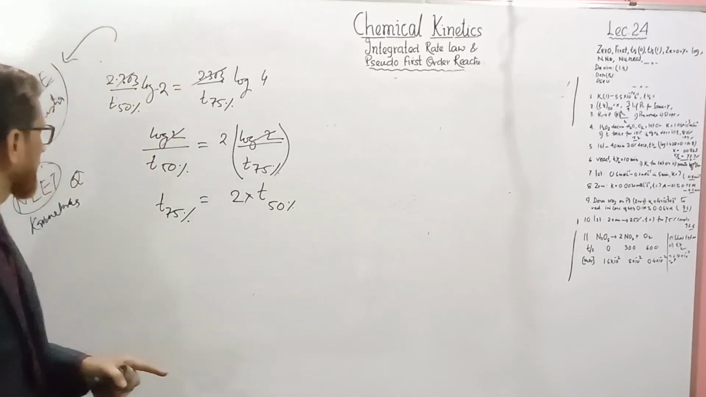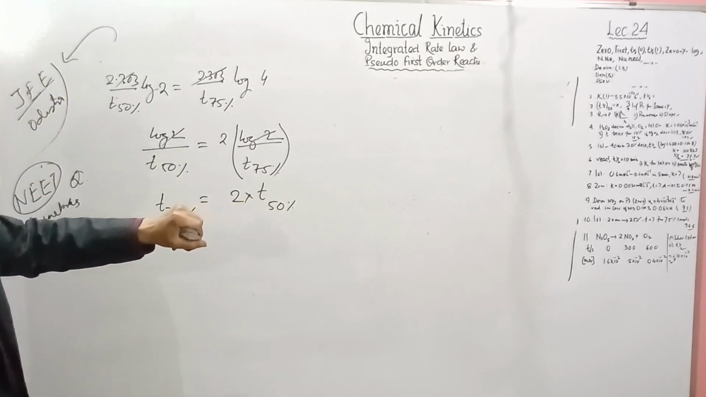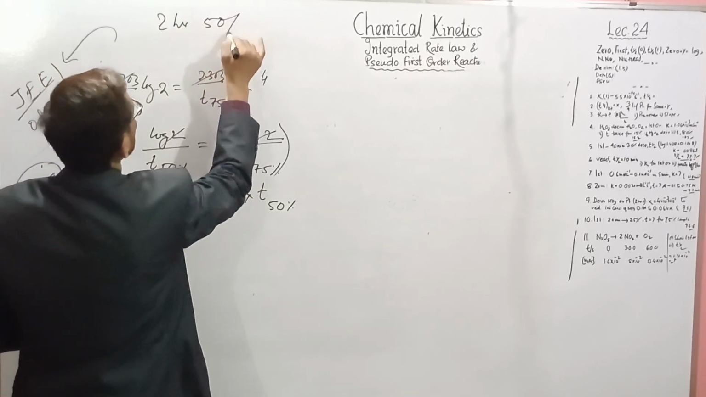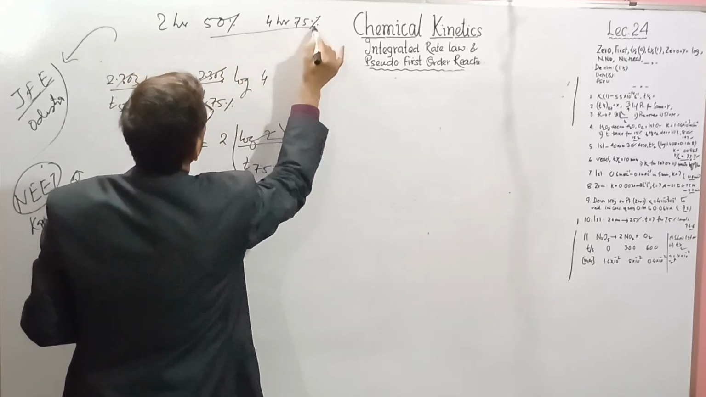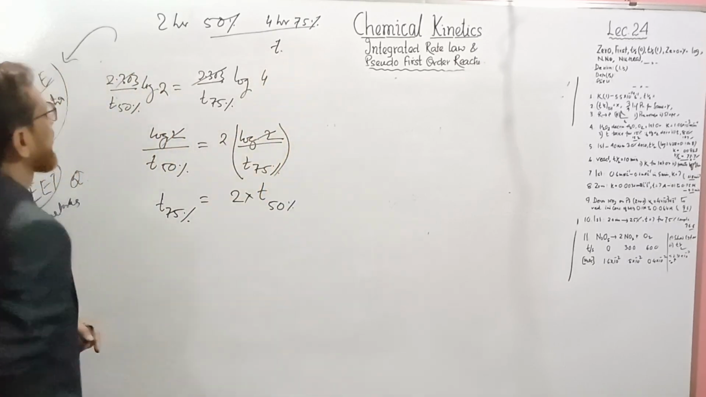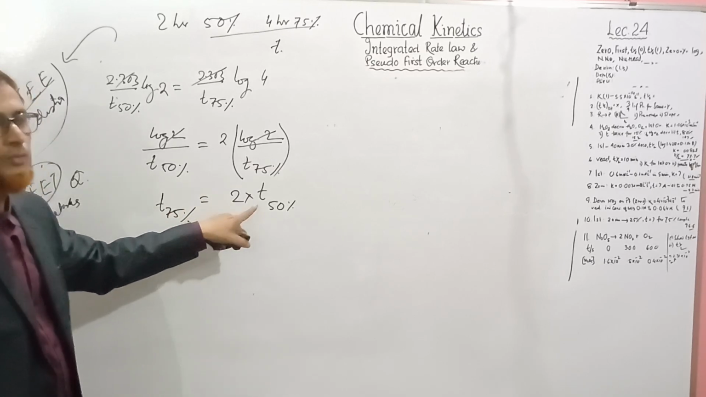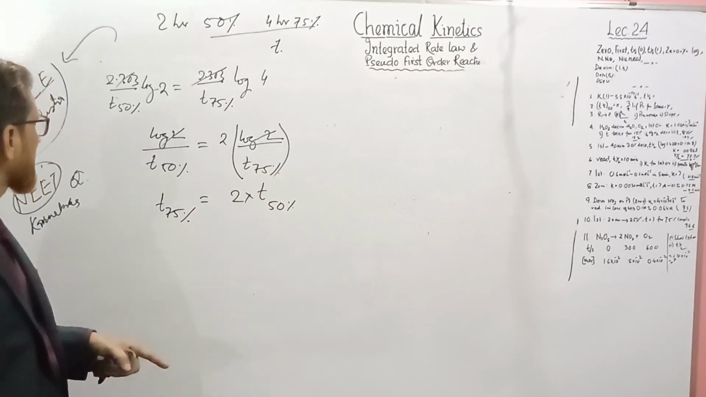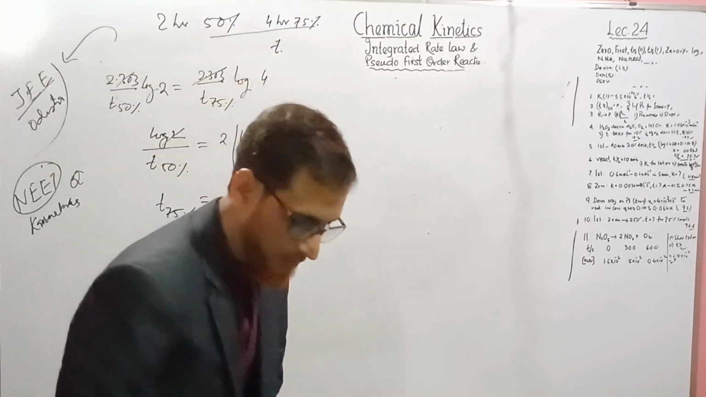What is the relation between t75 and t50? 2 hours for 50% and 4 hours for 75%. Establish the relation of these two. Answer: t75 is equal to twice of t50. This is the relation of time between 75% and 50% of the reaction.